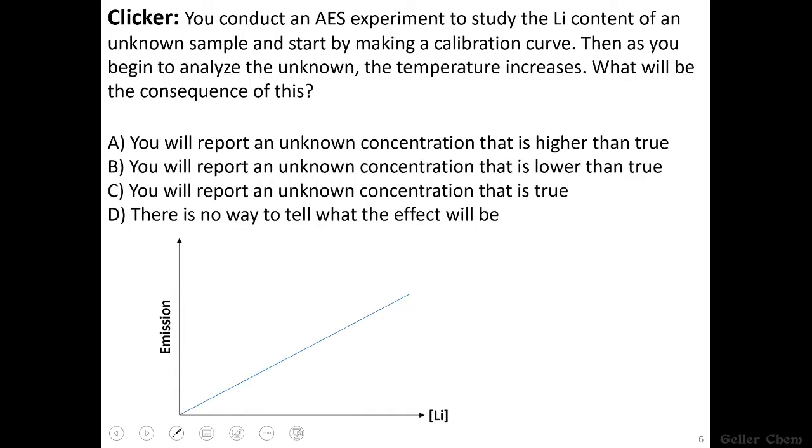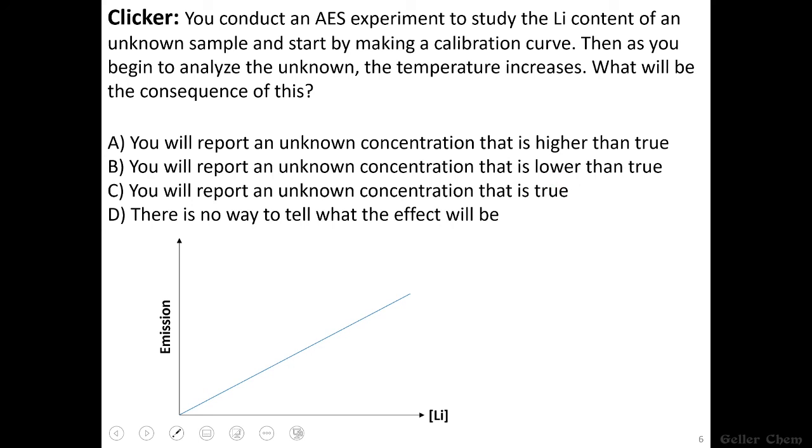Now this is one of these clickers that I'm actually going to solve in the video because it informs a lot of the remaining concepts that we will be discussing in this unit. So here we go. You conduct an AES experiment to study the lithium content of an unknown sample, and you start by making a calibration curve. Then as you begin to analyze the unknown, the temperature increases. What will be the consequence of this? Will the unknown concentration we calculate be higher than true, lower than true, or there's no way to tell?